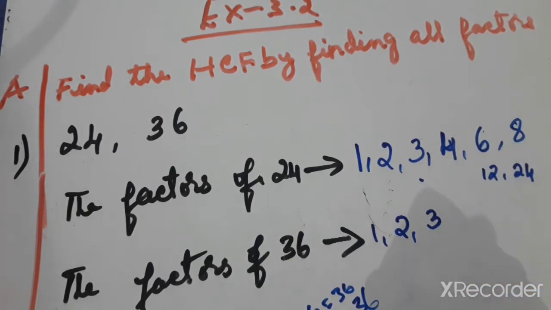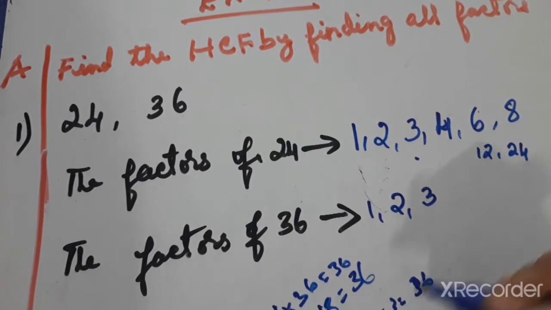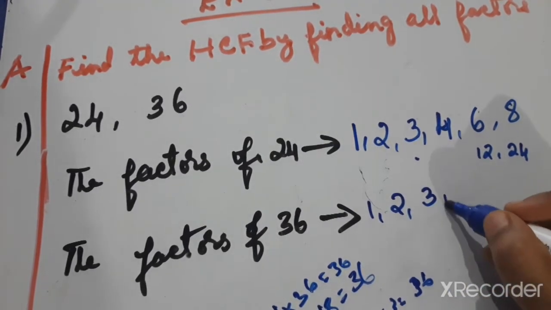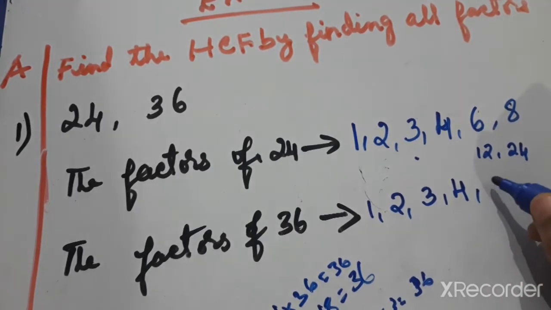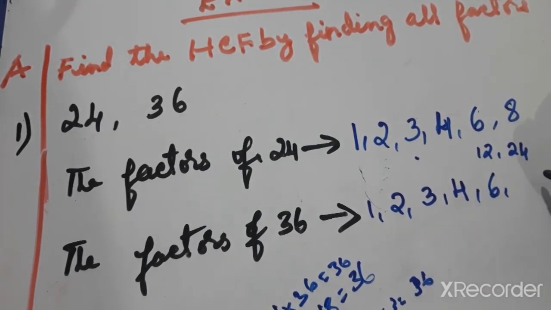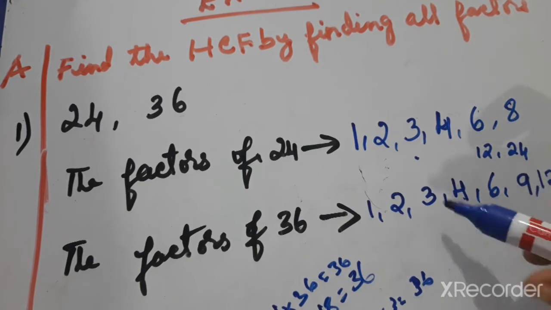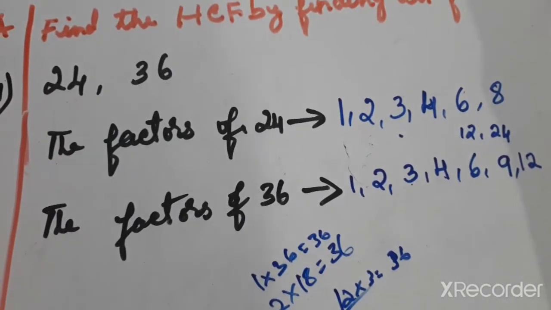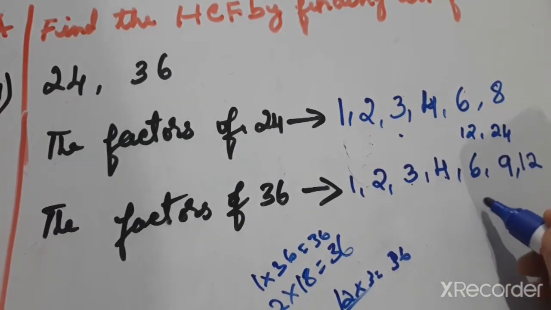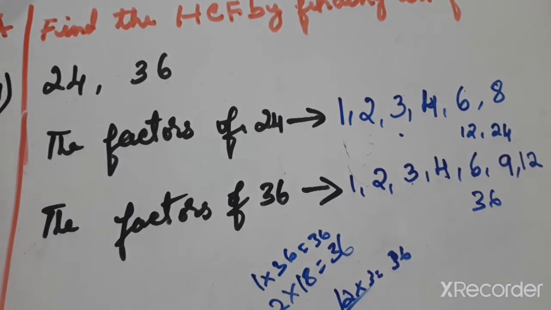3 12s are 36, 12 threes are 36, no? 12 threes are 36. So 3 and 12 are also factors. Then 4 9s are 36, 6 6s are 36 and 9 4s are 36. So 9 is also a factor. 4 is already written. 12 3s are 36. 3 is already written. Then 36 ones are 36. These are the factors.